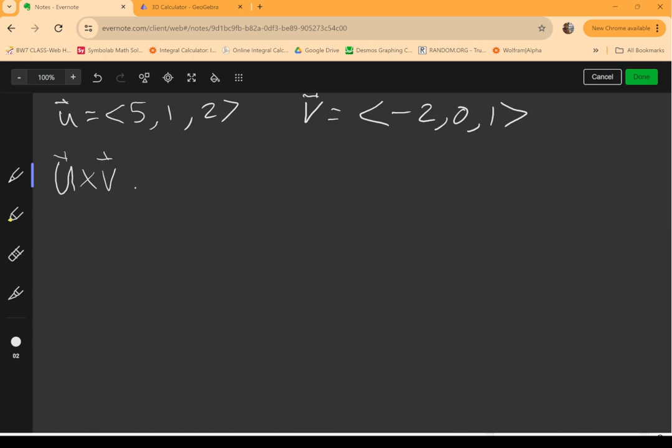So here's a much more, not necessarily intuitive, but if you know how to calculate a 3x3 determinant, then this should be more straightforward. What I'm going to do is set up the cross product as a 3x3 matrix that I'm going to calculate the determinant of. The first row is going to be my three component vectors, i hat, j hat, and k hat.